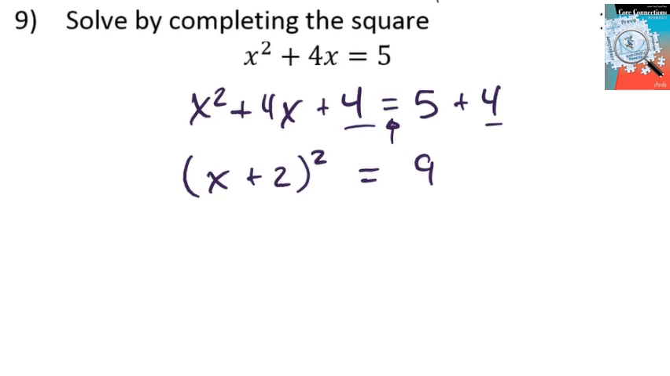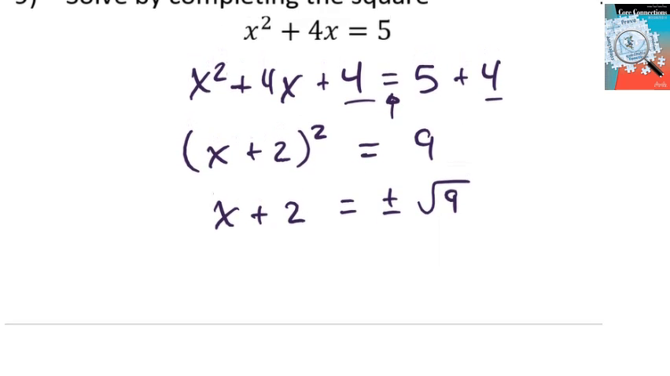So the next step, now that I have a perfect square trinomial on the left-hand side, is to take the square root of both sides. When I do that, I get over here x + 2, and that equals plus or minus the square root of 9. Now I'm going to suspend simplifying that for just a minute because I want you to see my answer. The answer is x equals, and it doesn't really matter where you place it.